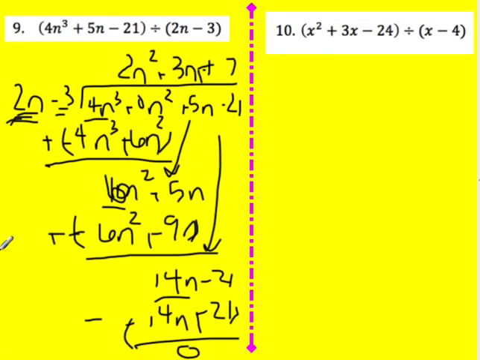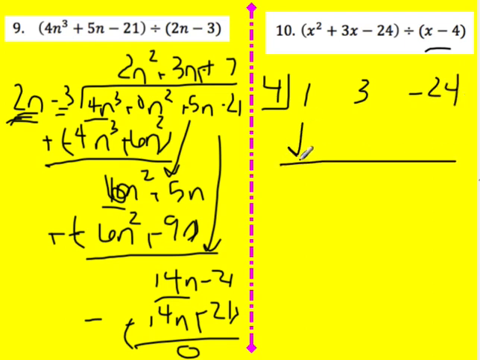So let's take a look at number 10. We're going to use synthetic division. In the box goes the opposite of that one there, and then I'm going to write out the coefficients. I have 1, 3, and -24. Now I can go ahead and use synthetic division. I'm going to take the 1 and drop it down. 1 times 4 is 4. 3 plus 4, adding down the columns, is 7.